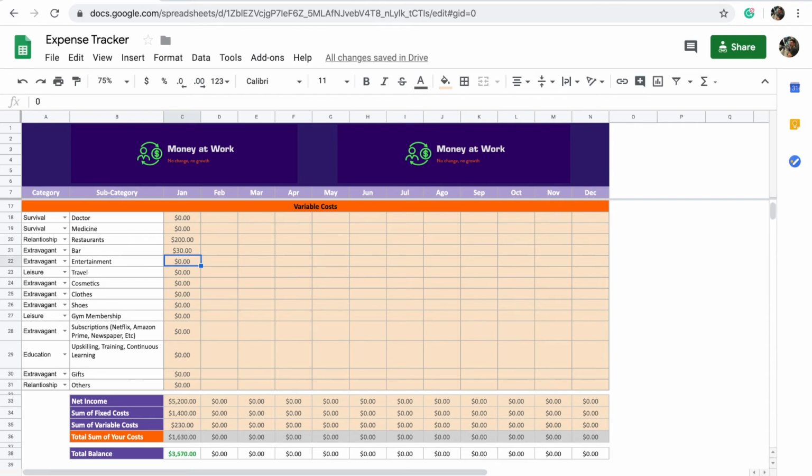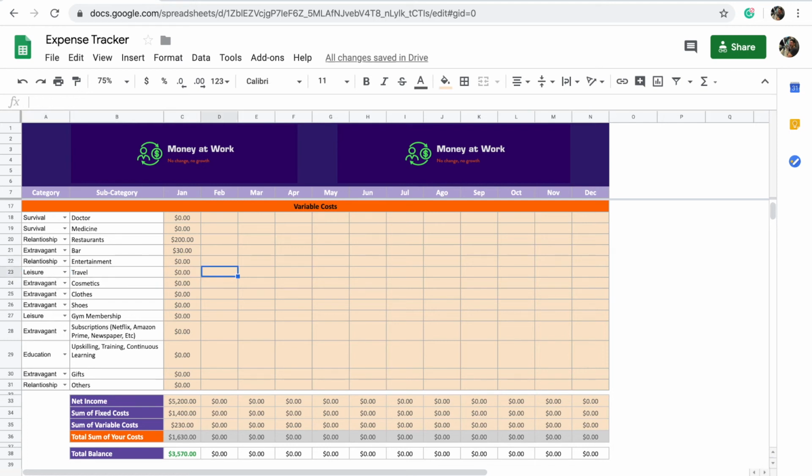Entertainment. Entertainment you can use as cinema, theater, or if you're going to watch a football match, something like this. This month I didn't go anywhere, so I didn't spend money on it. And here again, you can decide which category you are going to use for entertainment. Because if you're going somewhere else with your partner, you can use it as a relationship. So you can customize how these categories and subcategories are going to work.